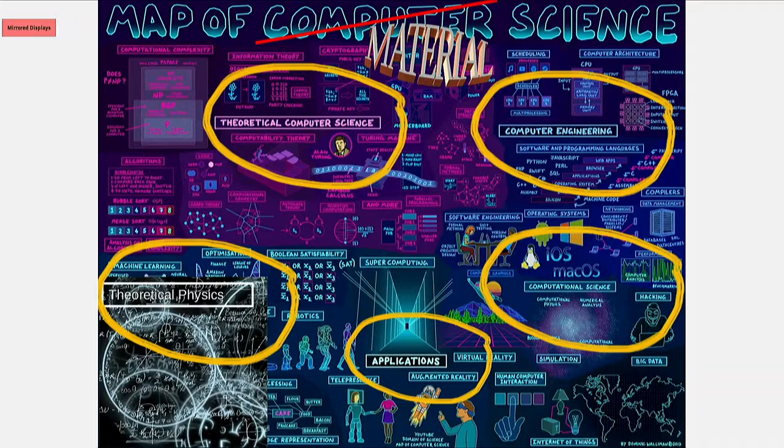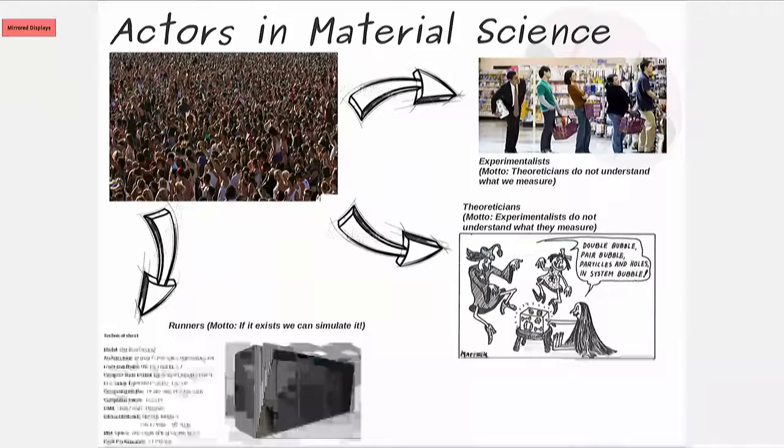It's not that you install Yambo and then this afternoon we will be able to run on 60,000 cores. No way. It takes some time. It's not straightforward. So there are different actors in this world of material science: experimentalists, theoreticians, and what I call runners, who just run on computers.